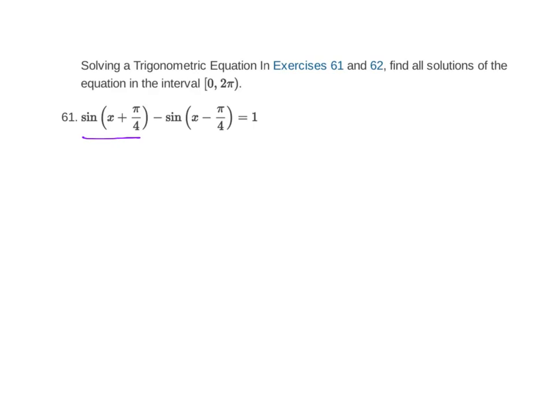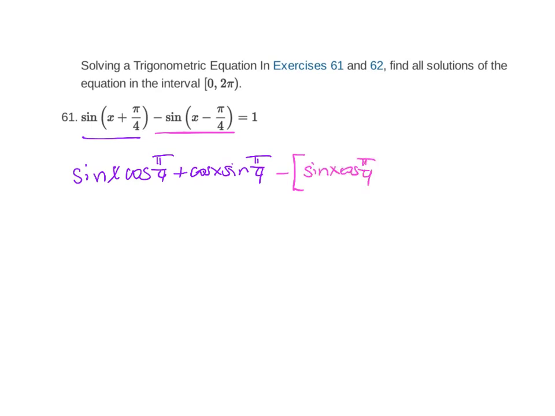So we have to do it twice. For the first one, we will do sine of x times cosine of pi over 4 plus cosine of x sine of pi over 4. And then we do minus, and let's put this all in parentheses. Then we do the difference formula: sine of x times cosine of pi over 4 minus cosine of x sine of pi over 4. And then it equals 1.